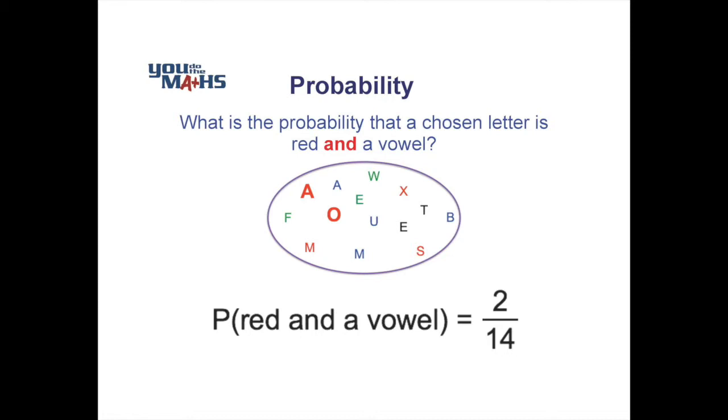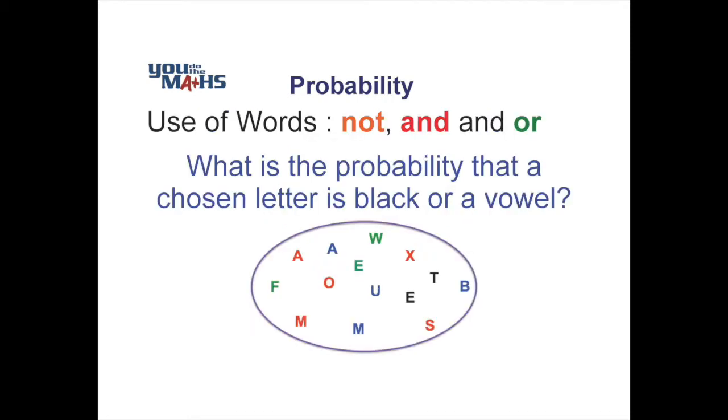Let's have a look now at the use of the word or. And our example here is, what is the probability that a chosen letter is black or a vowel? Now the basic idea of the word or in this case is that the letter can be black, can be a vowel, or it can be both. So we're looking at a much bigger group as opposed to using the word and.